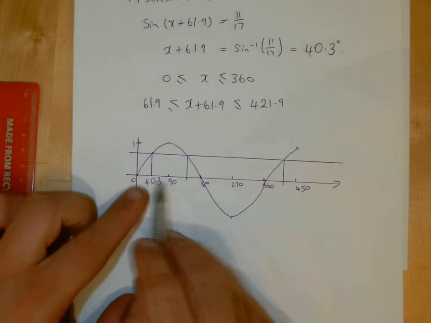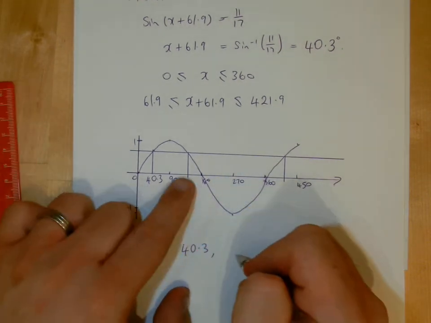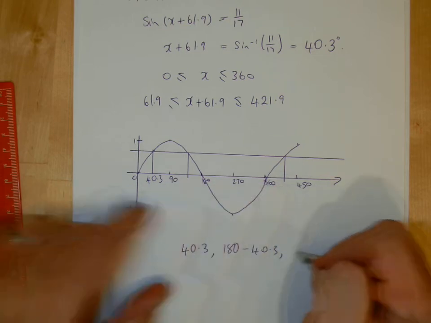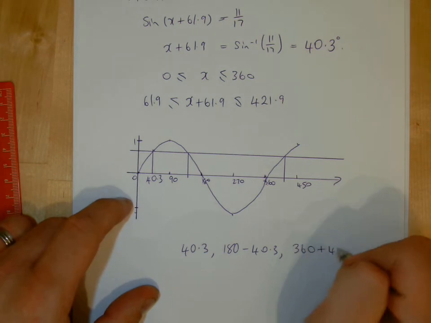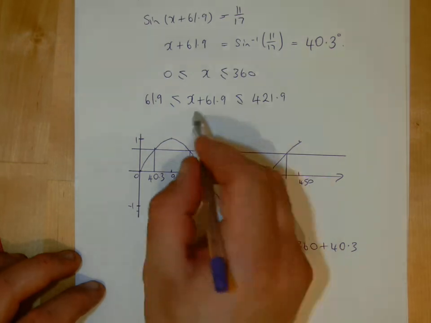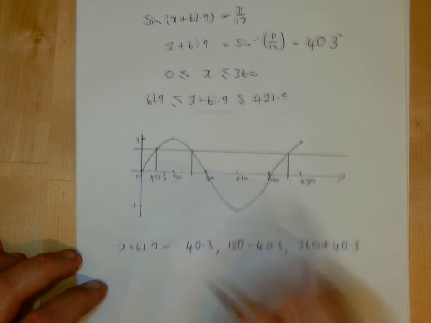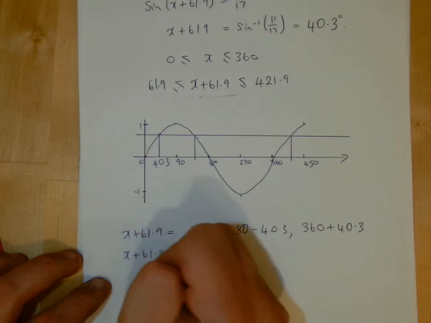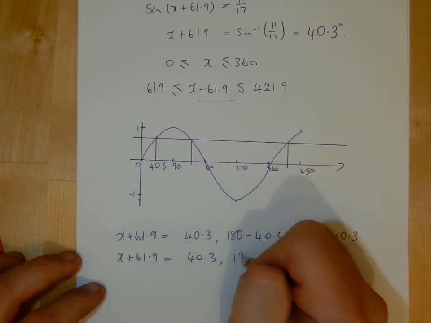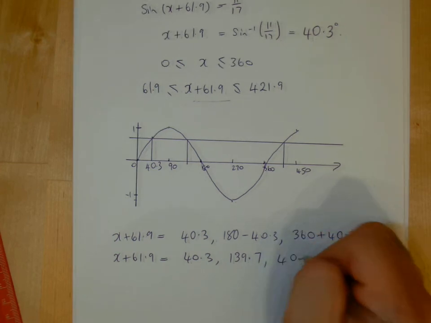So to get these angles, this one is 40.3. That one then will be 180 minus 40.3. And this one here will be 360 plus 40.3. Now remember, all of this is equal to x plus 61.9. So x plus 61.9 will equal 40.3, 139.7, and 400.3.